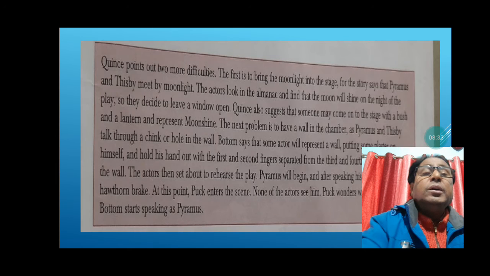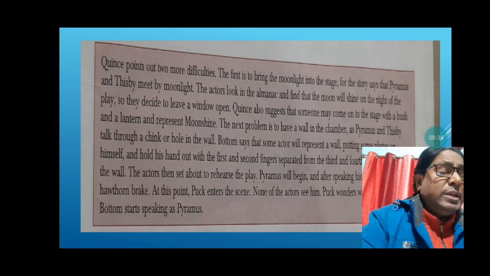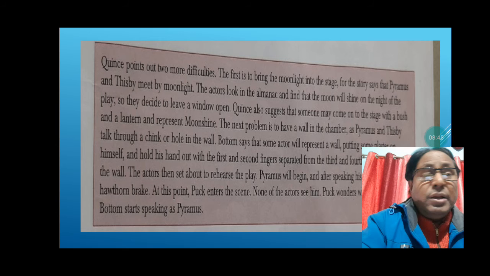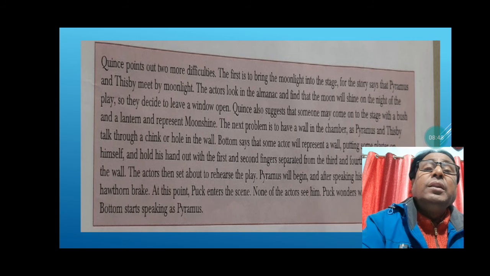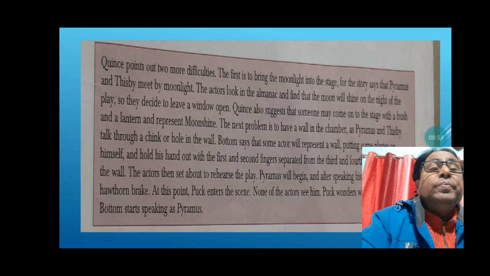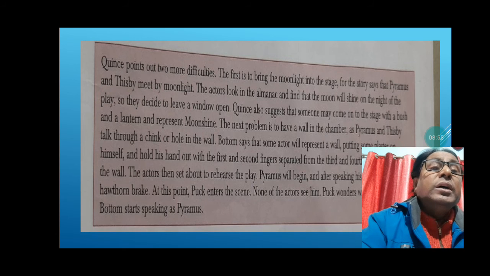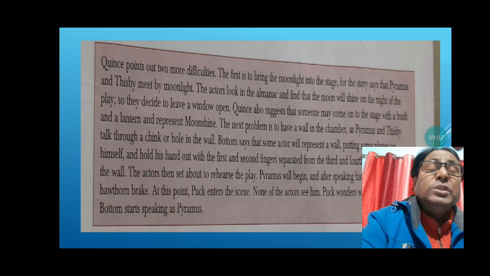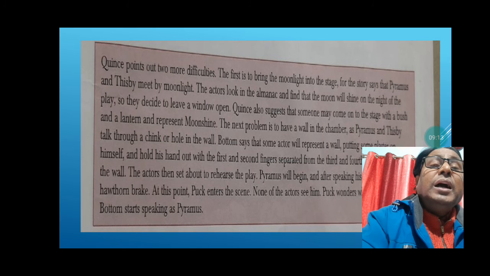Let's proceed towards the development of the story, what takes place in the next part of the drama. After that, Quince points out two more difficulties. What are these difficulties, the hindrances that are coming in the way of their rehearsal? The first is to bring the moonlight onto the stage. How could moonlight be brought? In the story, Pyramus and Thisbe meet by moonlight. That was part of the story, that they are meeting by the moonlight. The actors look in the almanac.